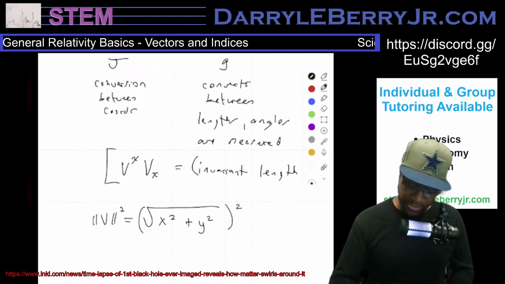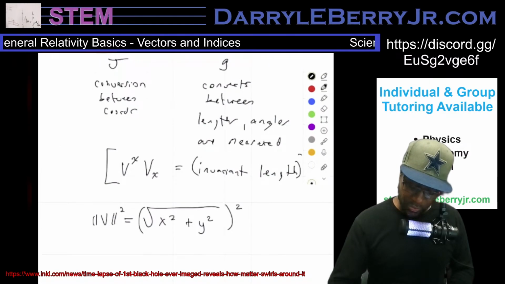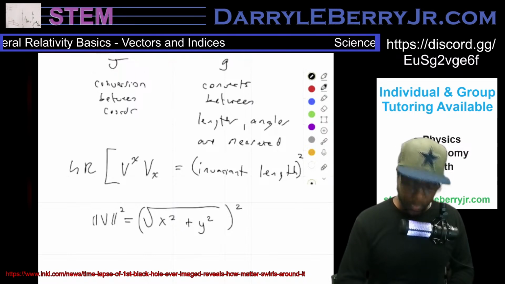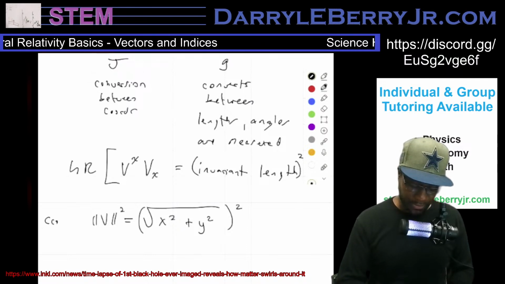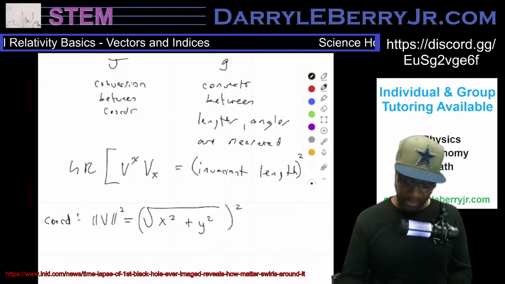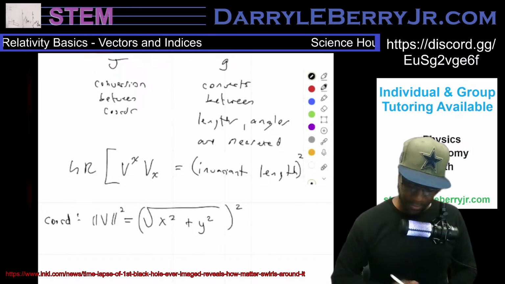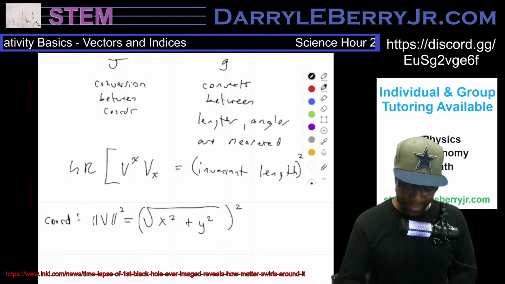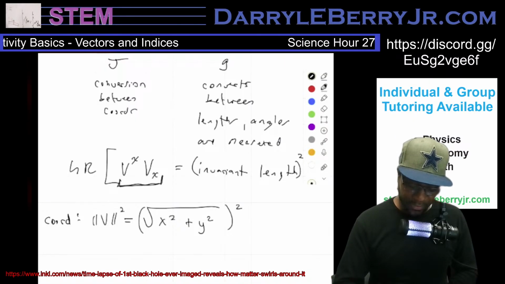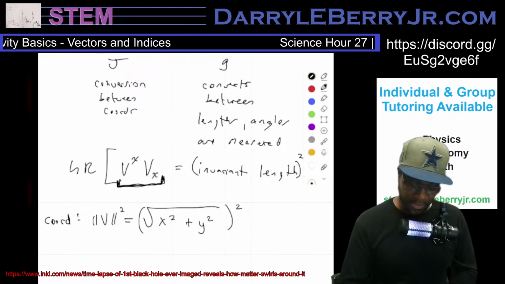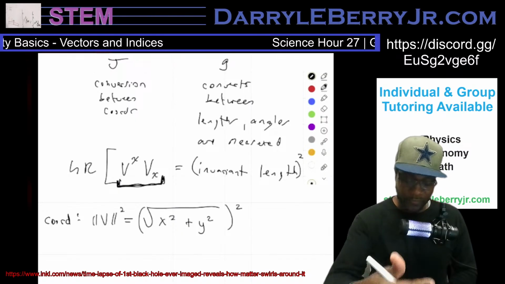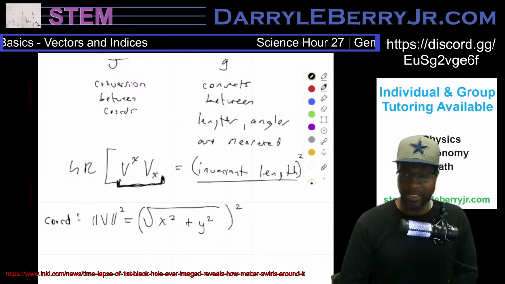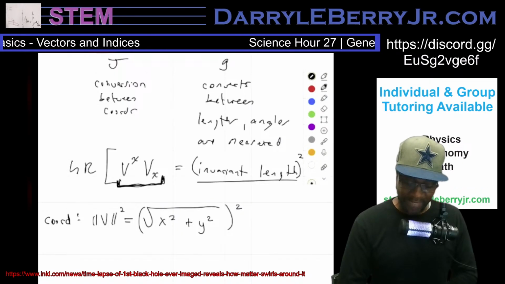So this is the invariant length squared as it looks in general relativity. The equivalent that we're familiar with in our coordinate system is taking the vector squared and squaring it. So we're familiar with x squared plus y squared equals r squared. The equivalent in special relativity is getting these two vectors, the contravariant vector and the covariant vector, and multiplying those things together, and we get an equivalent invariant length. So let me know if you have any questions about that.